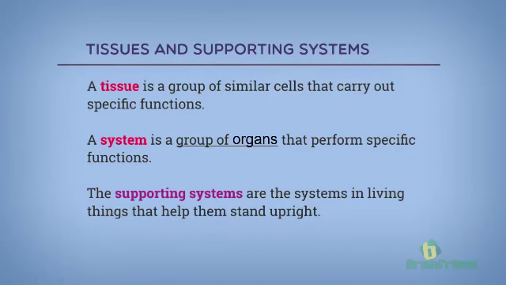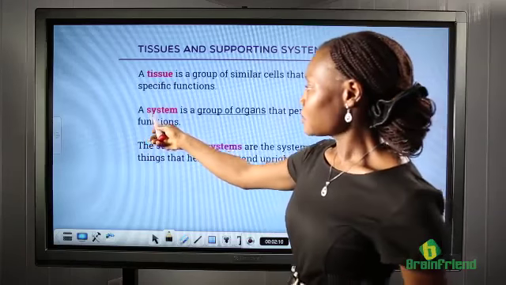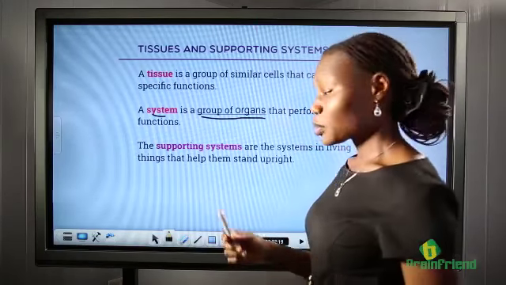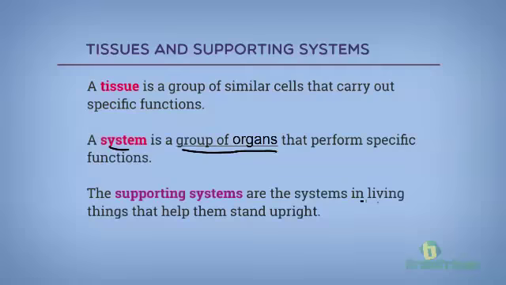Tissues. Tissues are a group of similar cells that perform specific functions. Systems, on the other hand, are a group of organs that perform specific functions. What are supporting systems? Supporting systems are systems in living things that help them stand upright.